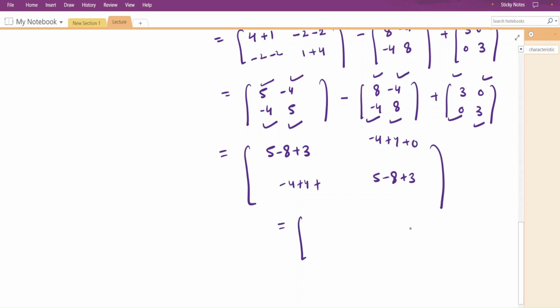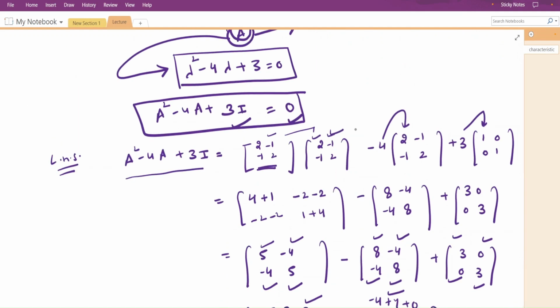So what will be the final answer? It will be 0, 0, 0, 0. Ultimately we have obtained the 2 by 2 null matrix, and that was our actual aim. So in such a way we can say that every square matrix will satisfy its own characteristic equation.